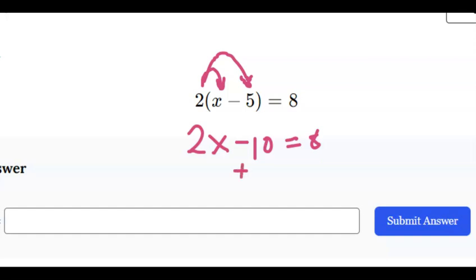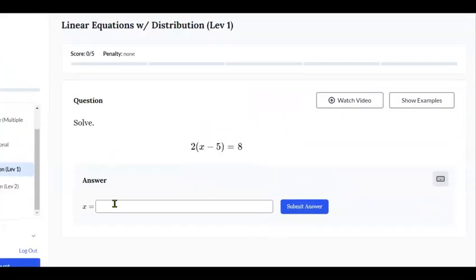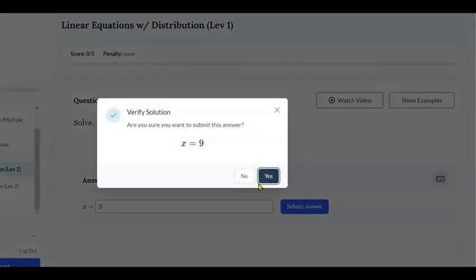And then we're going to use those same inverse operations that we did before. 2x is equal to 18. And then we're going to divide both sides by 2. And we'll get our final answer that x is equal to 9. We'll type it here, and we'll do it again.